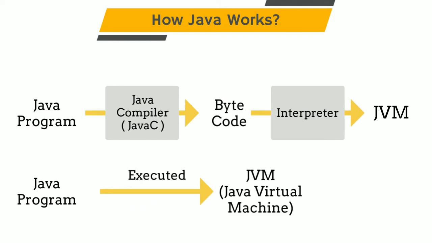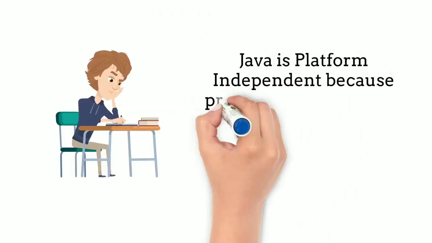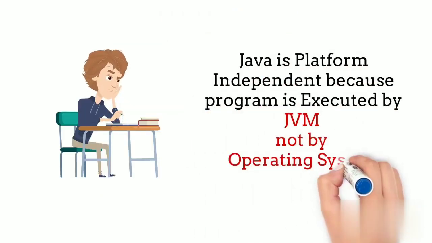In case you are wondering what is a compiler and interpreter, then please watch my video on it. So, the real mastermind behind the platform independent nature of Java is the Java Virtual Machine.